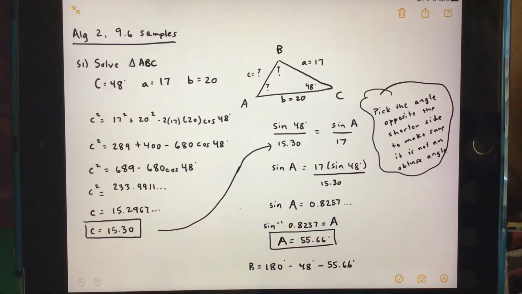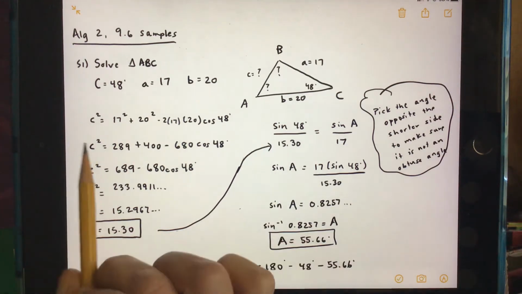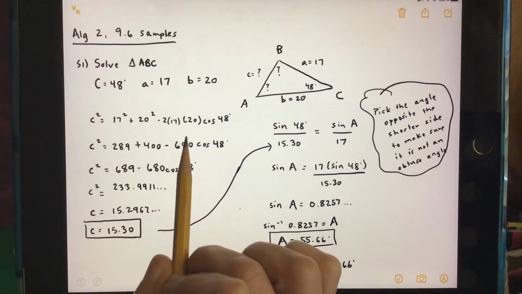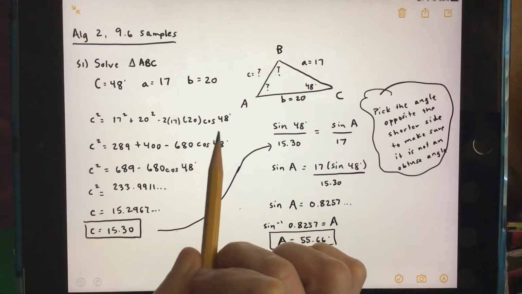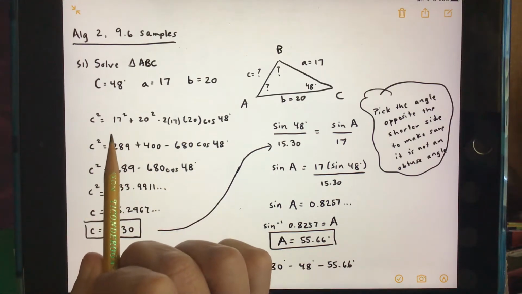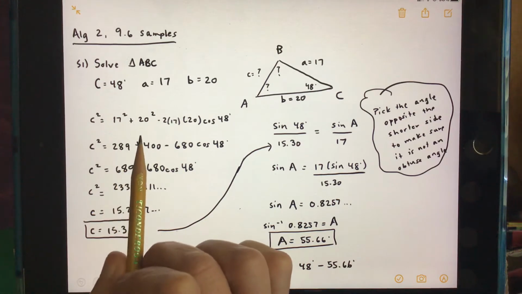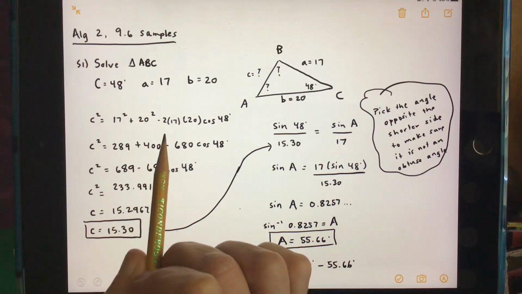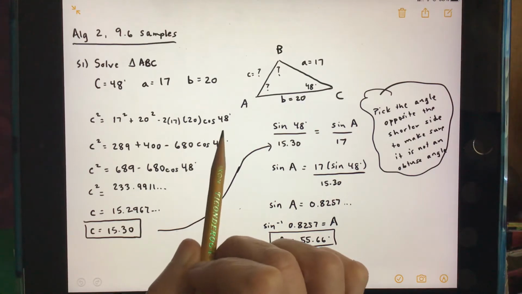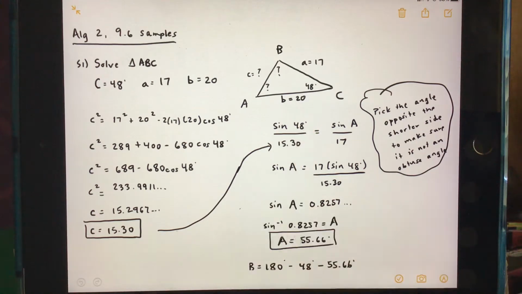So the law of cosines for side C says that c squared is equal to a squared plus b squared minus 2ab times the cosine of C. So we're going to plug all those numbers in. For a squared, we plug in 17 squared. For b squared, we plug in 20 squared. Minus 2 times a is 17 times b is 20 times the cosine of C, which we're told is 48 degrees. All right, and then we go ahead and simplify what we can before we use our calculators.